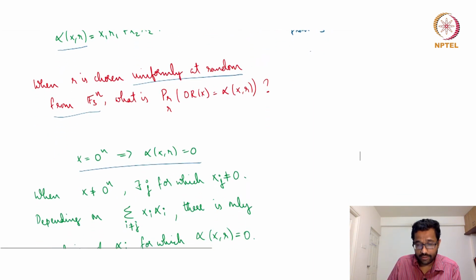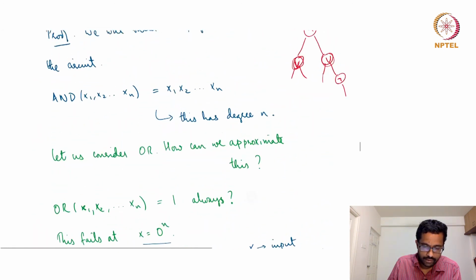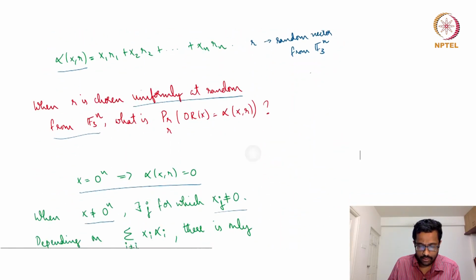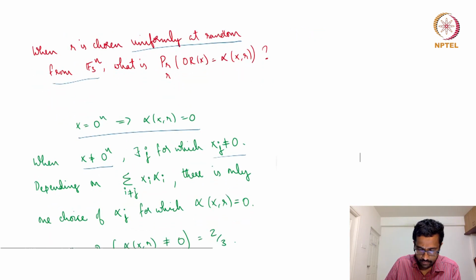What if x is not the 0 input? When x is not the 0 input, meaning at least one coordinate of x is 1, we want the output to be 1. So there is a coordinate j for which xj is not 0. Again recall that we are interested in only Boolean inputs from 0, 1 power n.